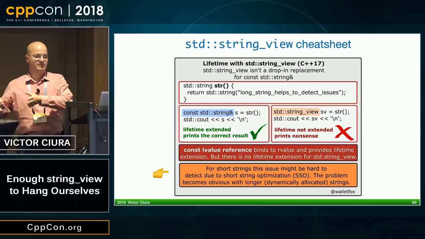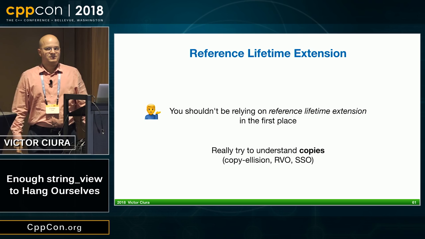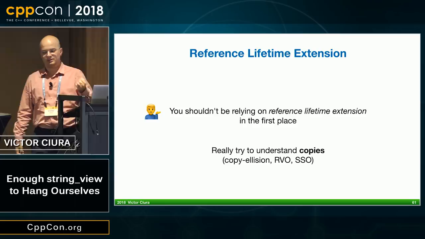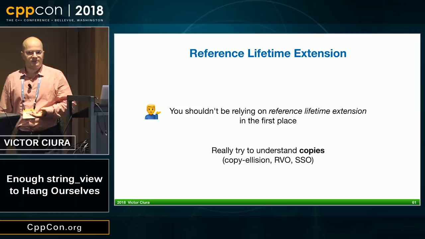But you shouldn't rely on lifetime extension anyway, and rather know when copies are or are not generated, and be aware of copy elision and RVO and small string optimization in general.